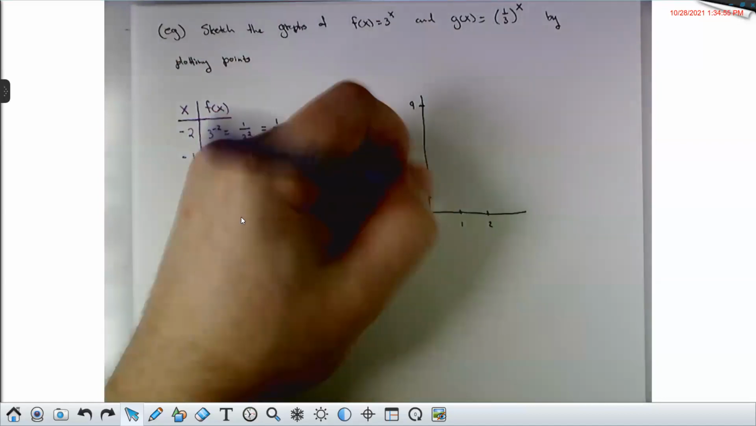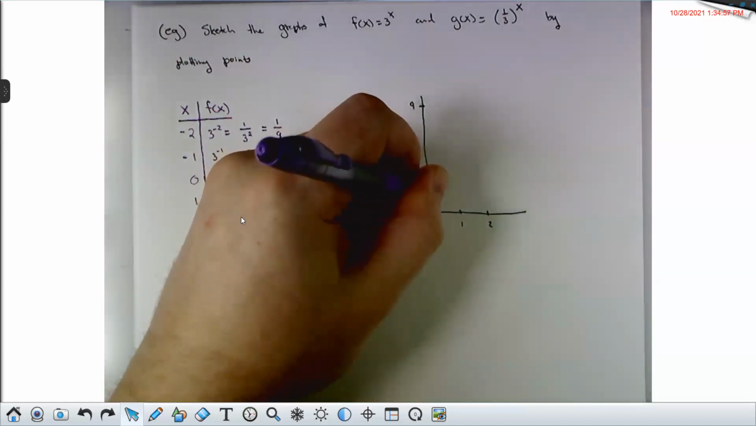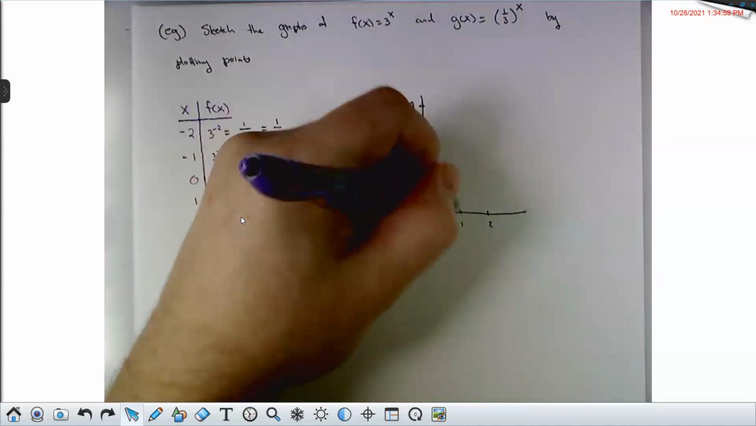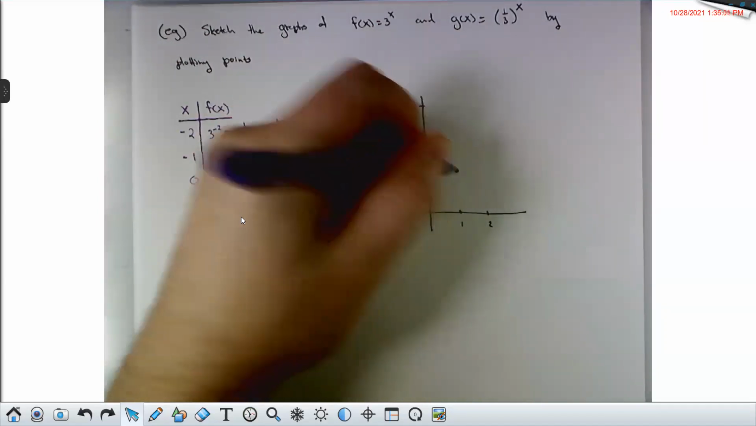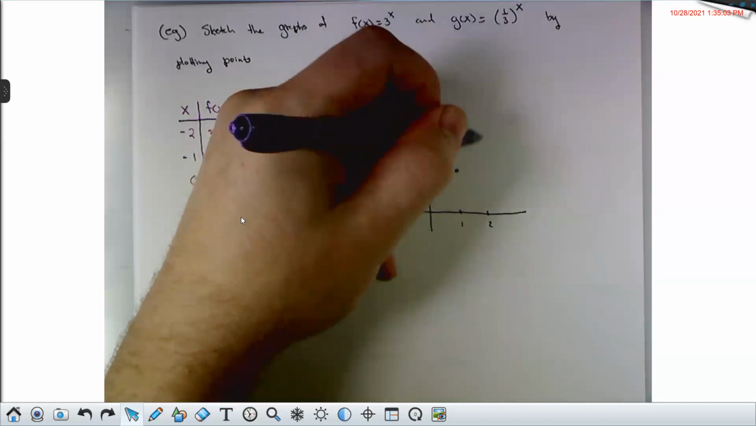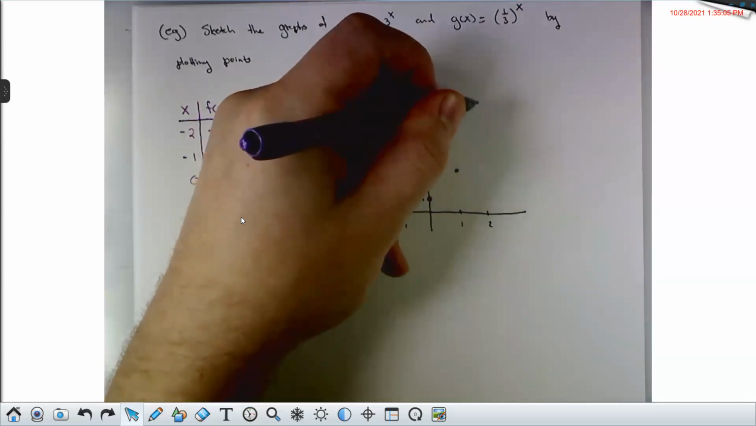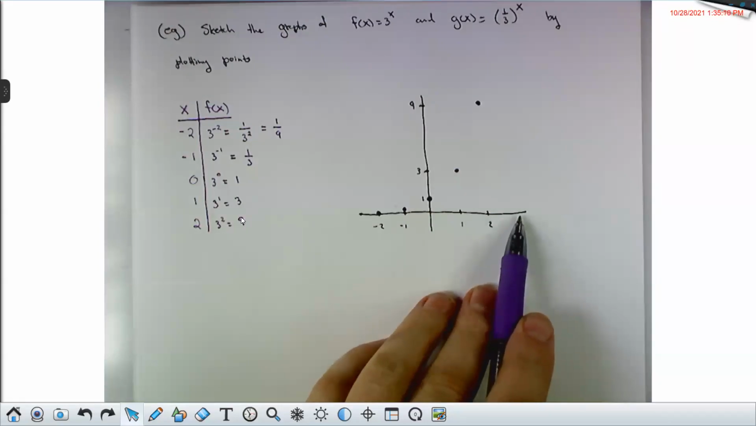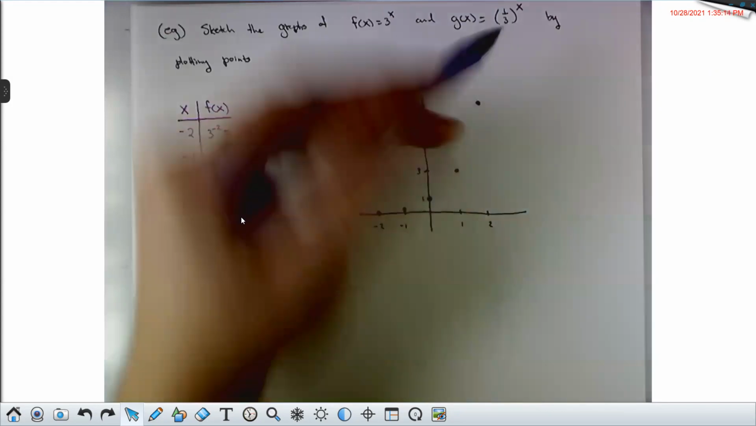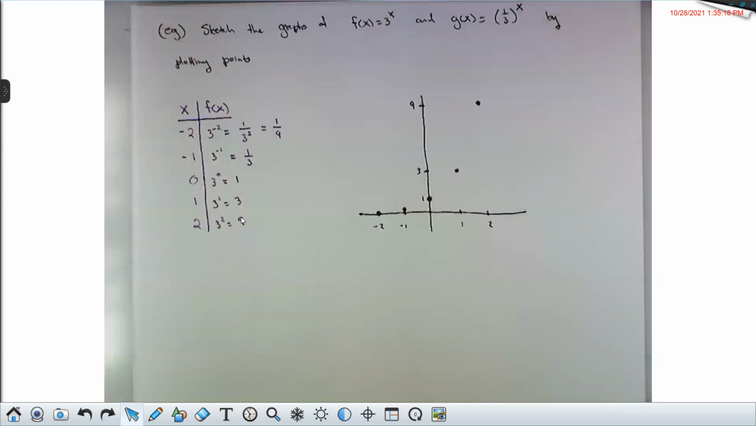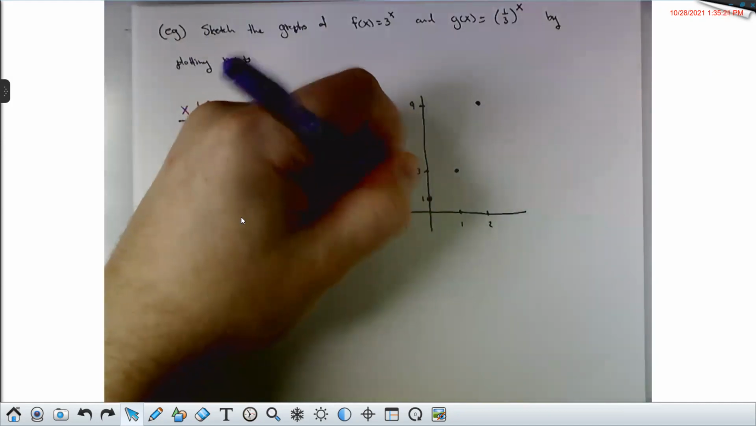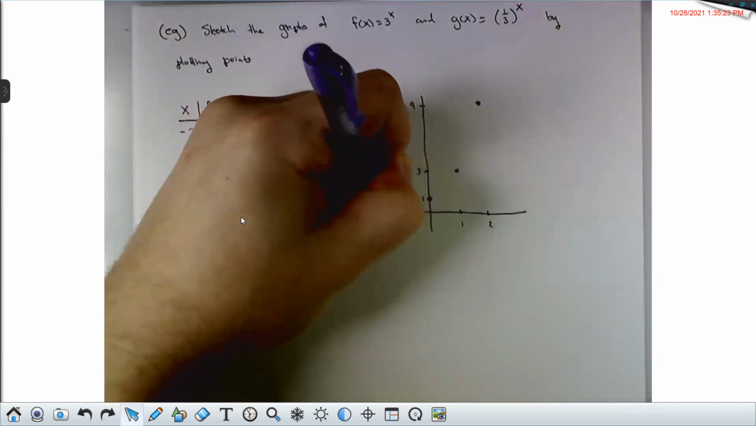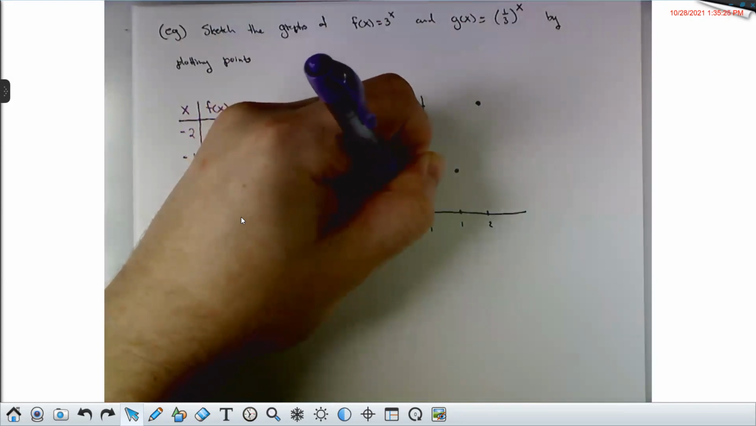Next, we have 0, 1, which is right here. And then 1, 3, which is right here. And then 2, 9, which is right here. If I wanted to go one step further to x equals 3, that would be 3, 27, which is well above the top of the page. So this is about as much as I can hope to fit here. And we can just connect these dots with a nice smooth curve.